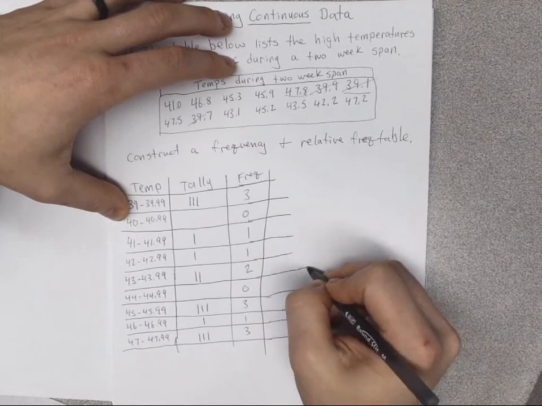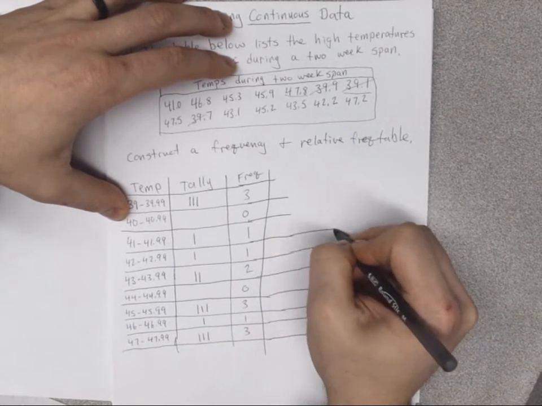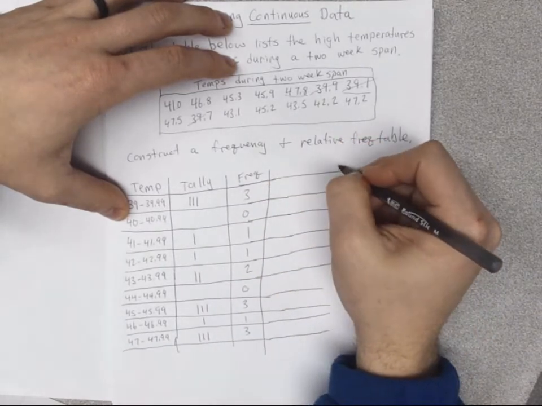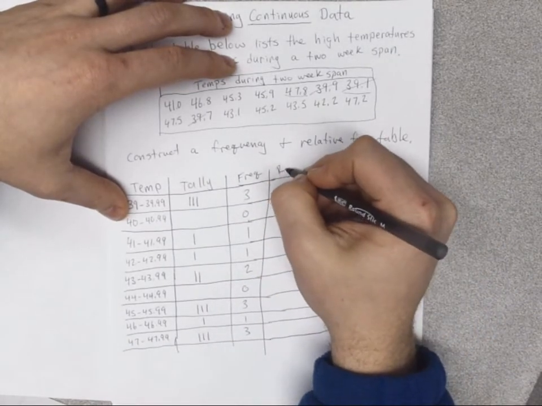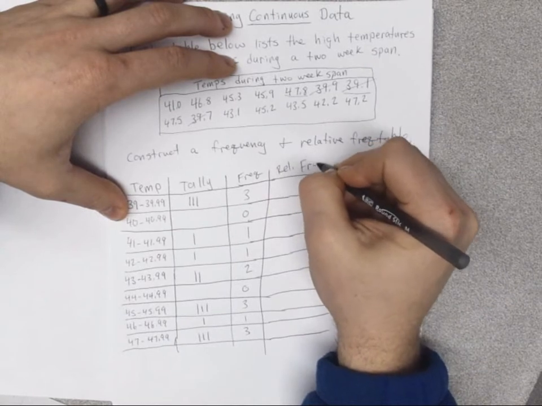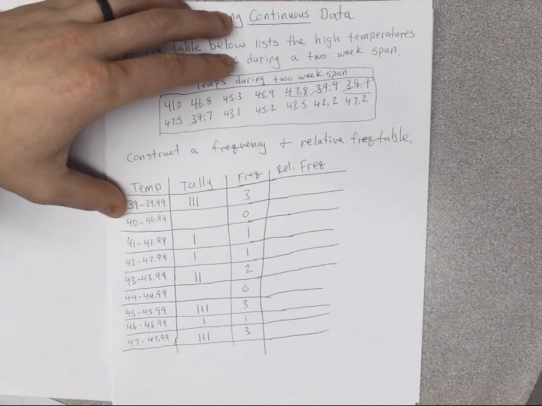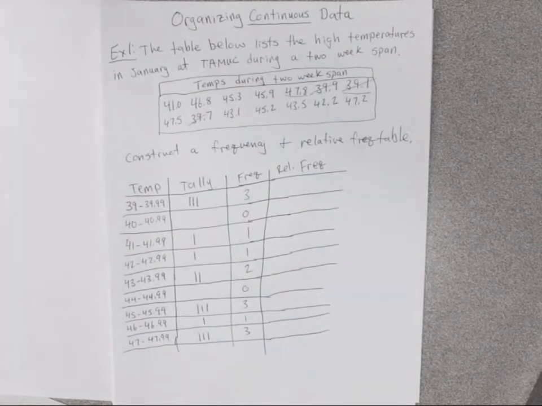Be careful here with my lines so I have room to do this next part. So here we're going to do the relative frequency, and I've abbreviated relative frequency. So what you want to do, use a different color so it's not all jumbled as much.